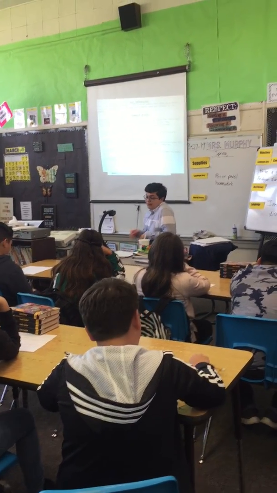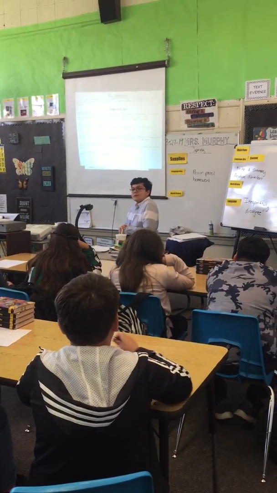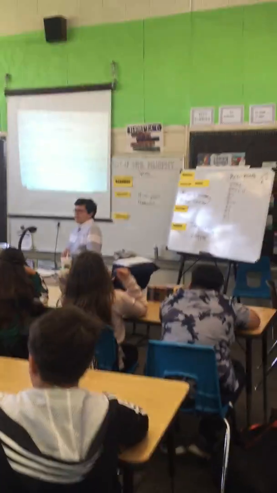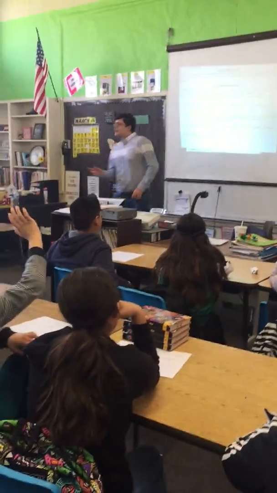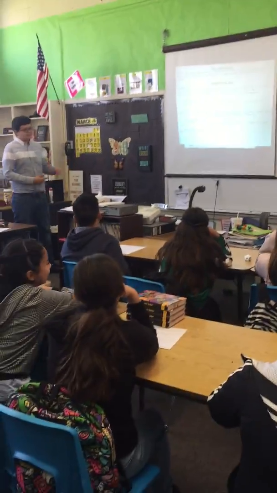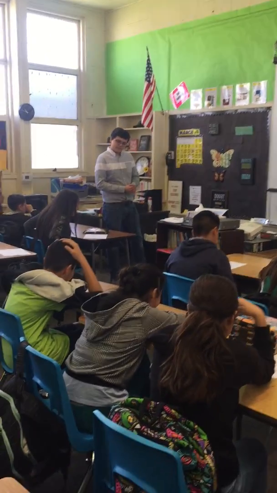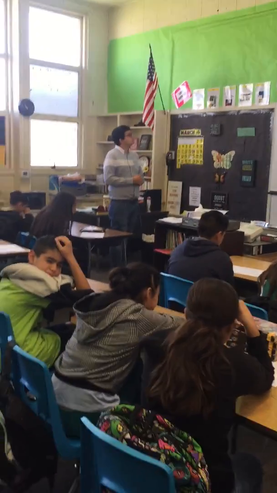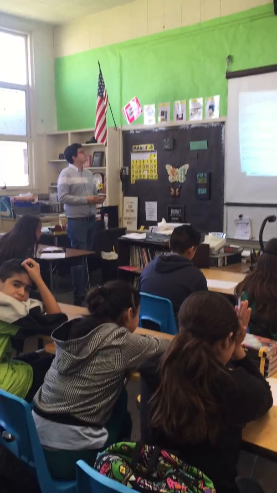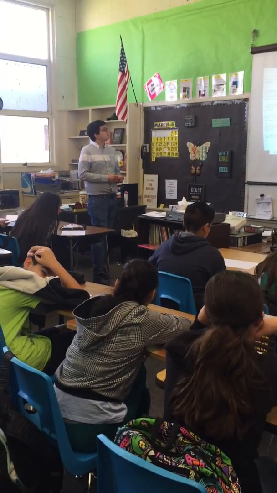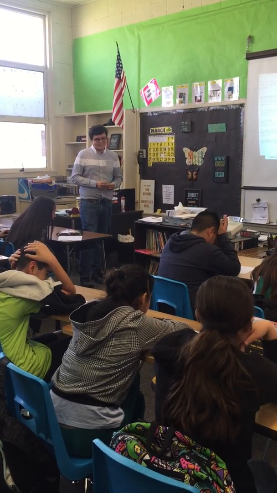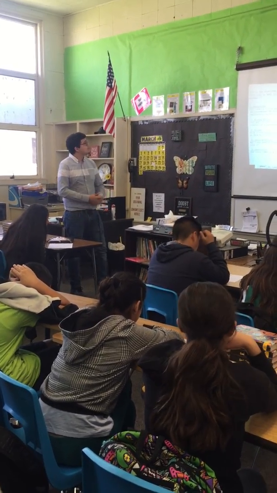So, we read on the top here. We've got a definition of a plot. Does anybody want to read that for us? How about you right here? Plot is the organized pattern of events that make up a story. Every plot is made up of a series of incidents that are related to one another.